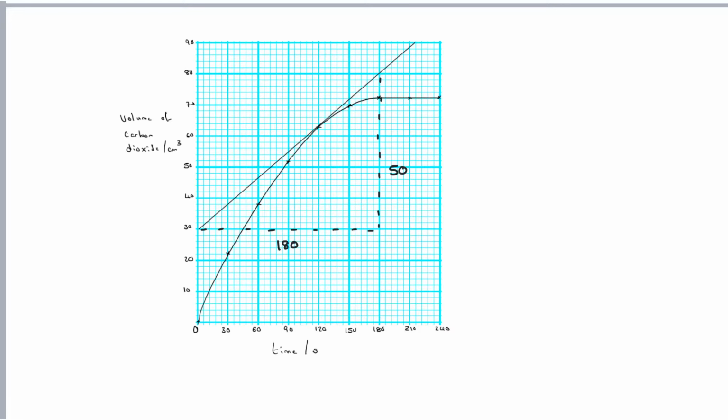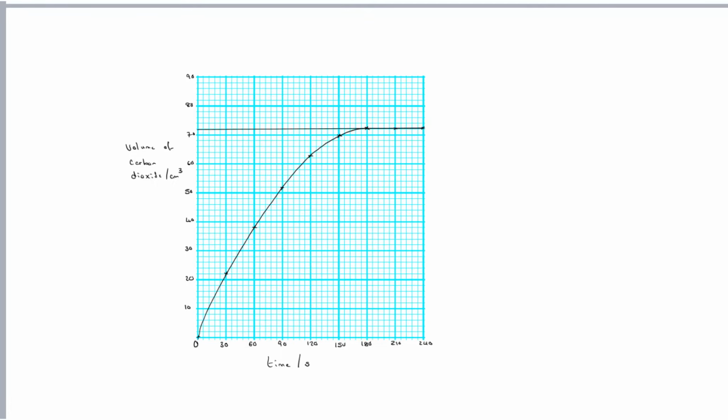So change in y over change in x. So 50 divided by 180, and we get, put that in my calculator, 0.278, and the unit centimetres cubed per second there. And of course, as we might expect, we've got a much lower rate of reaction than we had at 45 seconds. And of course, after about 180 seconds here, the reaction's over, so the hydrochloric acid has run out. Draw a tangent, of course, the gradient's 0, so the rate of reaction is 0 centimetres cubed per second.